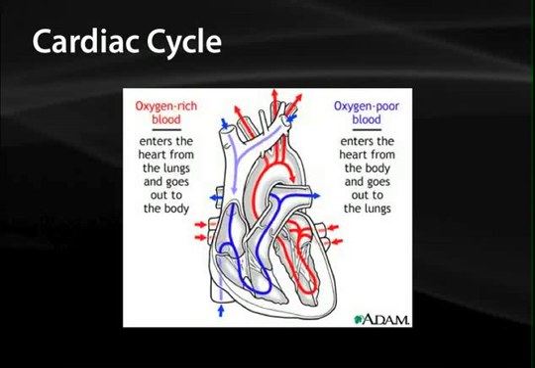Your left atrium receives oxygenated blood from the lungs via the pulmonary veins, that's on the right and the left, and then your left ventricle is going to receive oxygenated blood from the left atria, and that pumps blood into the systemic circulation through the aorta.